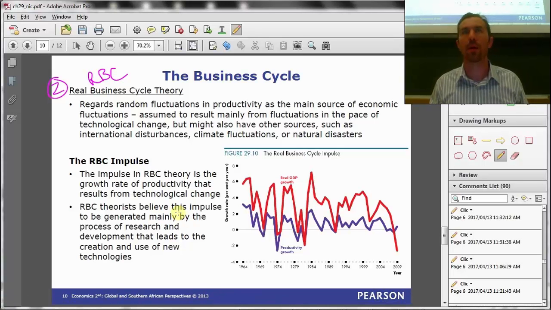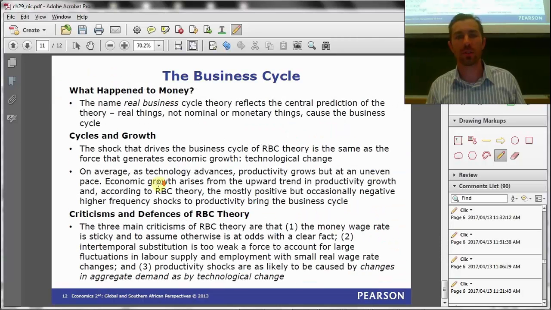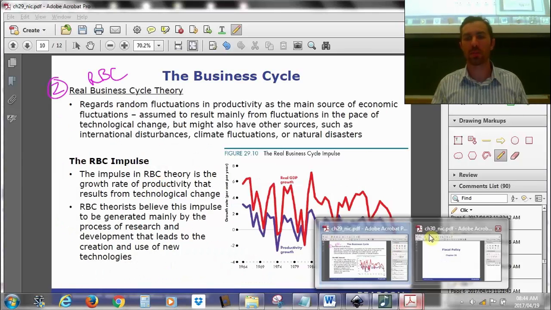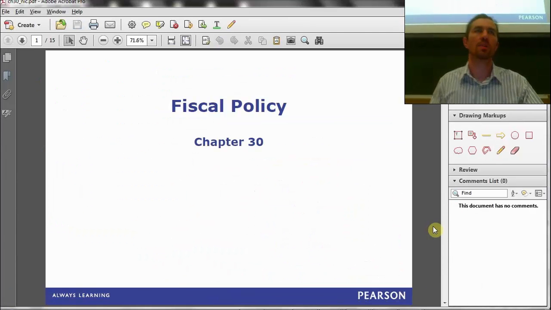So take a quick 10-minute break. Then we'll finish this discussion quickly on the real business cycle theory, and then we will begin with our chapter 30, which is our fiscal policy stuff.